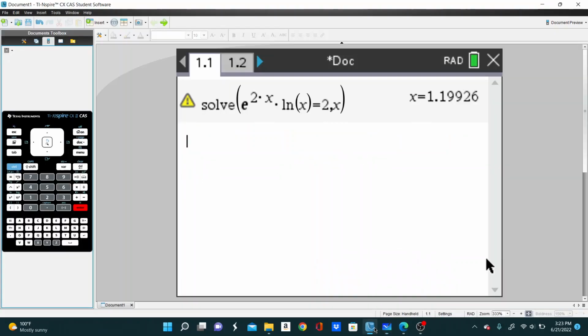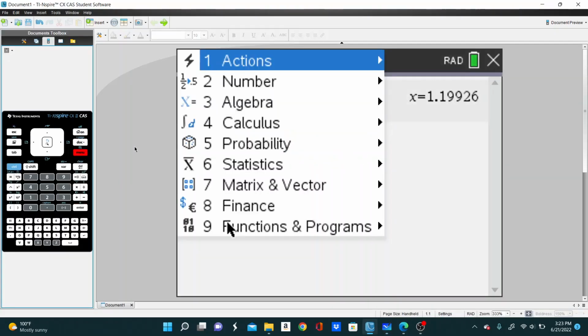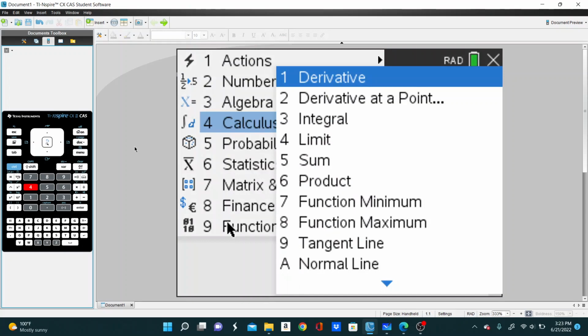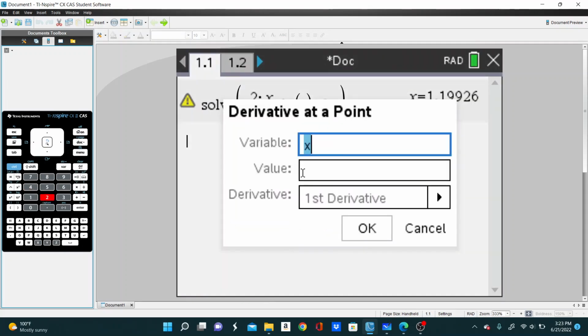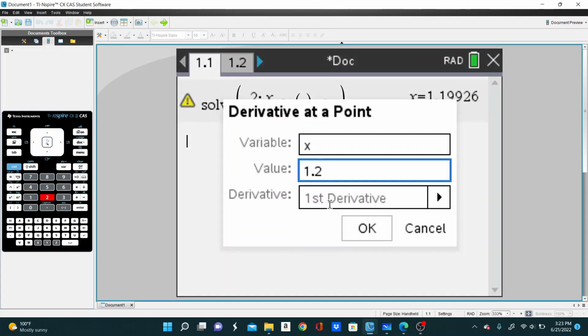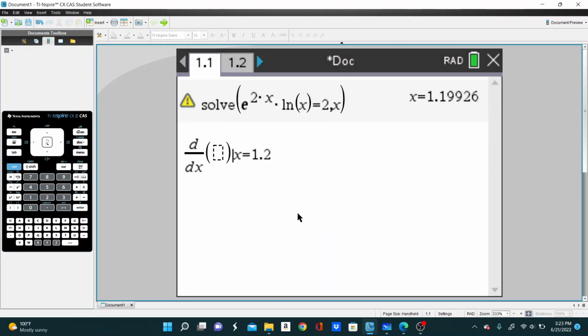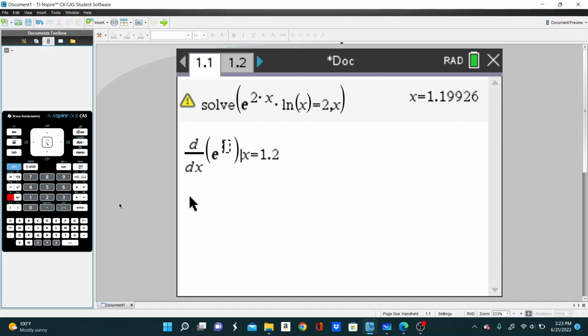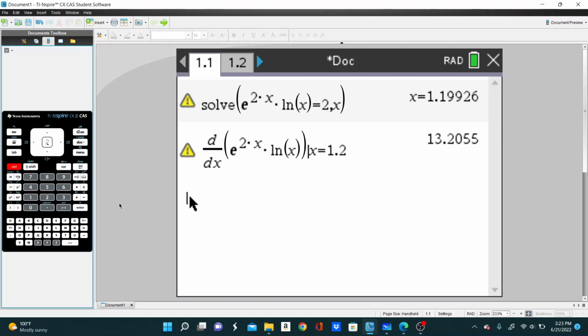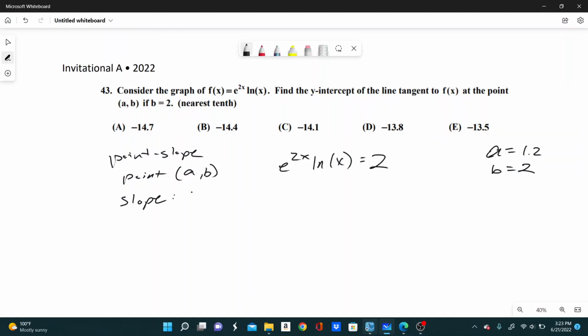So once again, we go to our calculator. You can go to Menu, 4, and then 2 for derivative at a point. Our variable is x. We're trying to find it at x equals 1.2. And our equation that we're trying to find the slope of is e to the 2x times the natural log of x. So we get a slope of about, let's use 13.21. So our slope is 13.21.